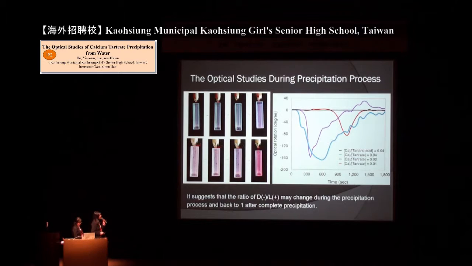So we predict that there were some unknown tiny particles formed in the beginning, which are optically active. As time went by, the particles would get bigger and bigger. Finally, they would become a precipitate. After the precipitation, the volume goes back to 0 again.